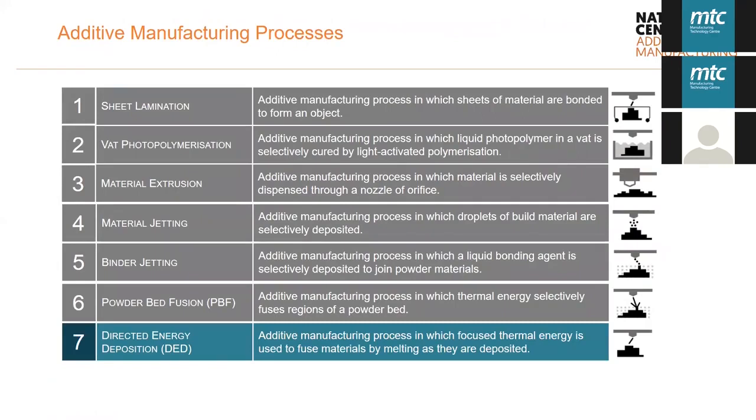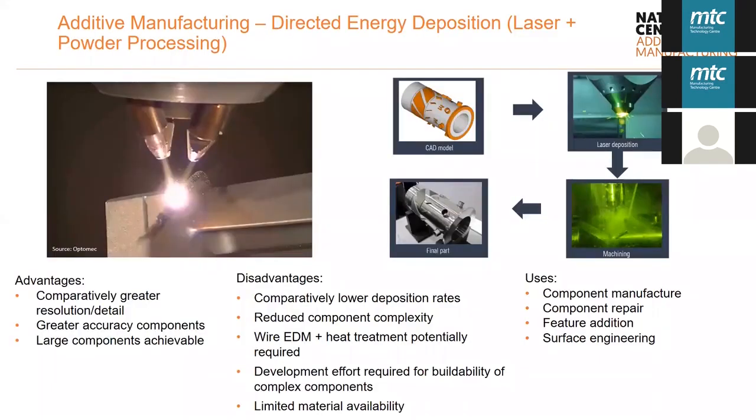So, going to look into direct energy deposition now. It's an AM process which focuses thermal energy to fuse materials by melting them as they are deposited. One of the most industrially used technologies of the DED family is the laser powder processing setup. With laser powder, you are directing powder feedstock onto the focal point of a laser and using that laser to melt it.